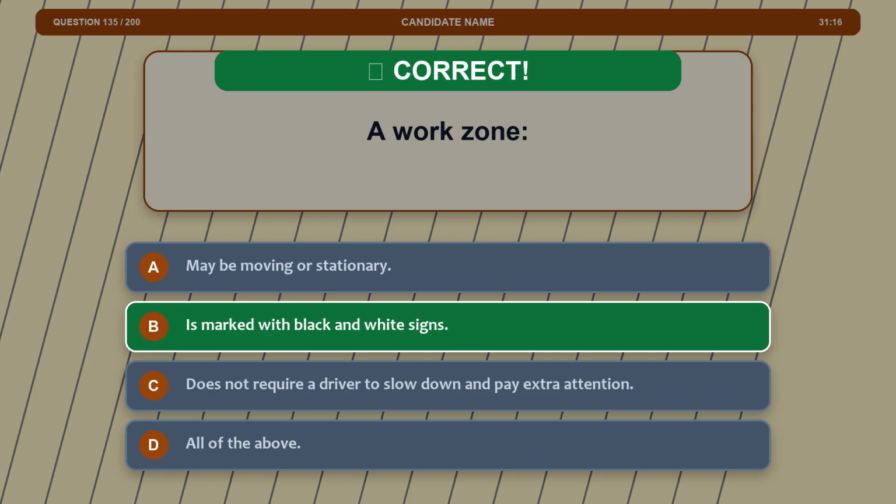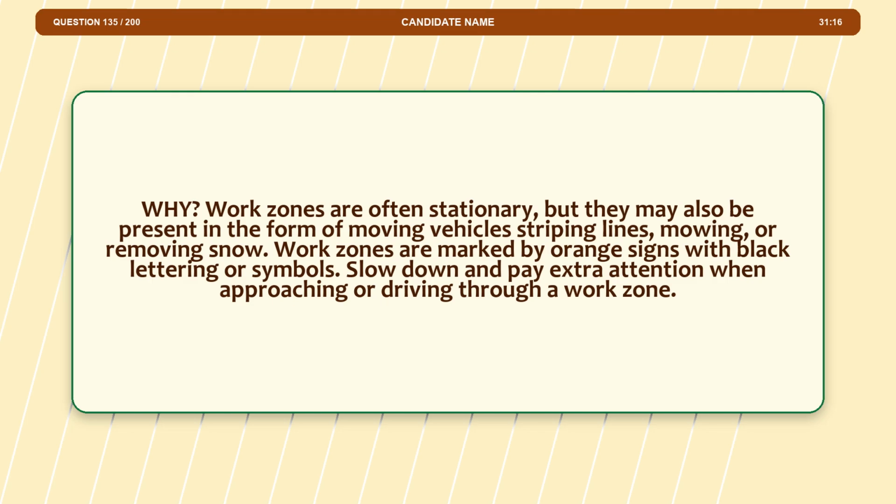The correct answer is option B, is marked with black and white signs. Explanation. Work zones are often stationary, but they may also be present in the form of moving vehicles striping lines, mowing, or removing snow. Work zones are marked by orange signs with black lettering or symbols. Slow down and pay extra attention when approaching or driving through a work zone.